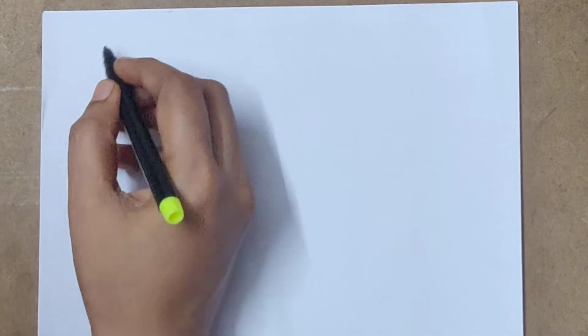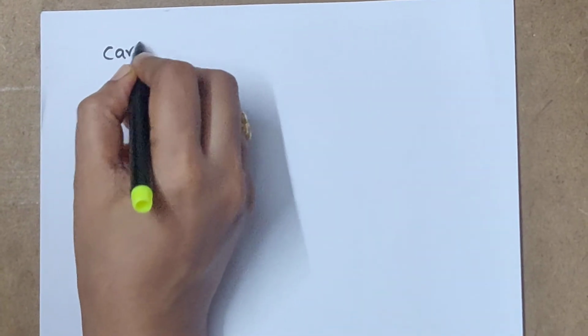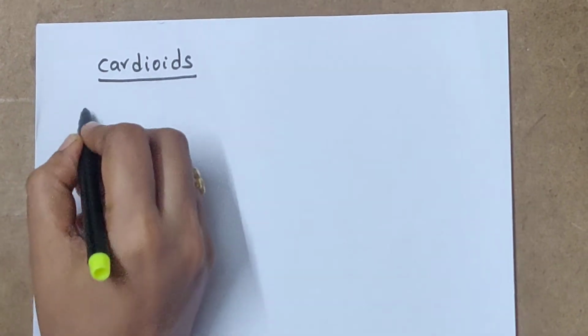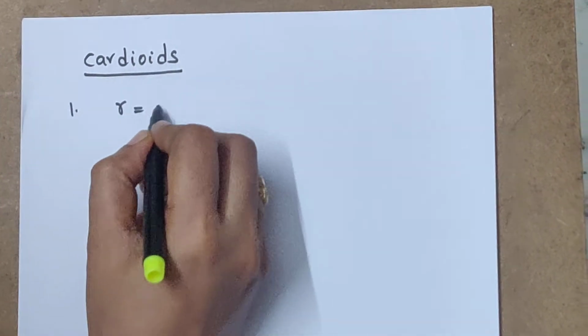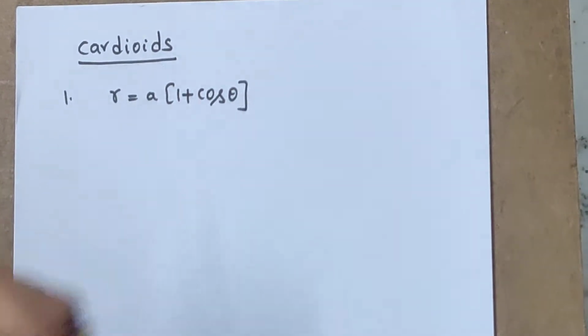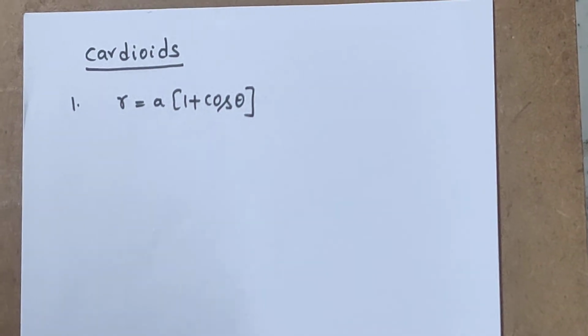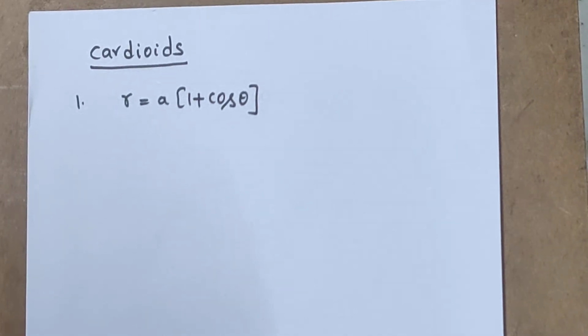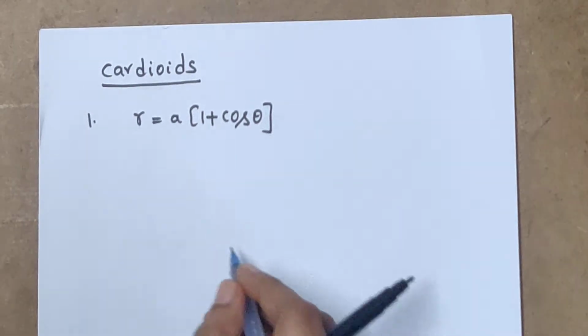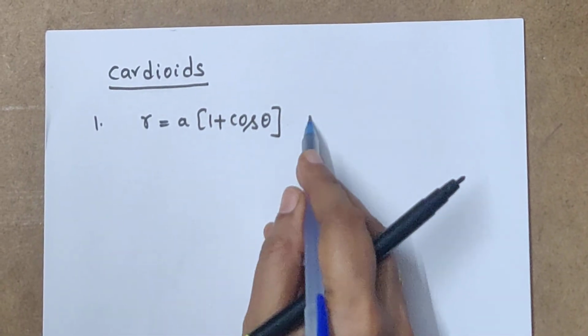In this video, we are going to learn about 4 types of cardioids. The first one is r equal to a into 1 plus cos theta. We see the rough sketch of the cardioid r equal to a into 1 plus cos theta. That is, this is a polar curve.